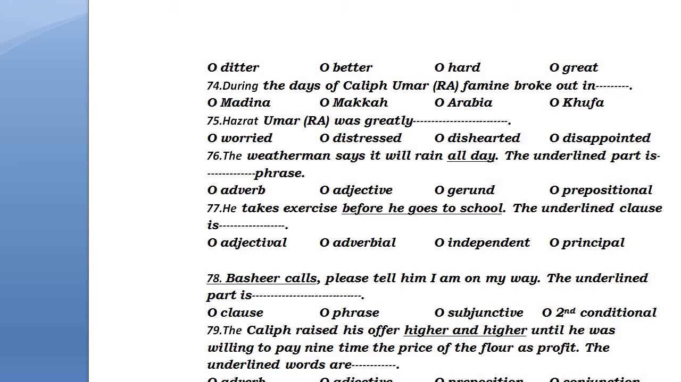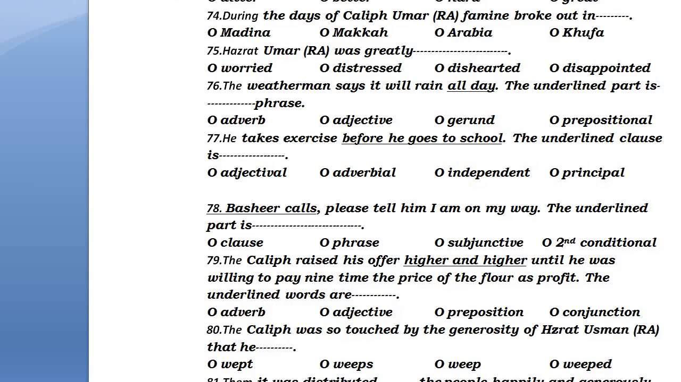Then part 79. The Caliph raised his offer higher and higher until he was willing to pay 9 times the price of the flour as profit. The underlined words are adverb, adjective, preposition, conjunction. Part 80. The Caliph was so touched by the generosity of Hazrat Umar that he wept, weeps, weeped. So you need to practice all these MCQs.